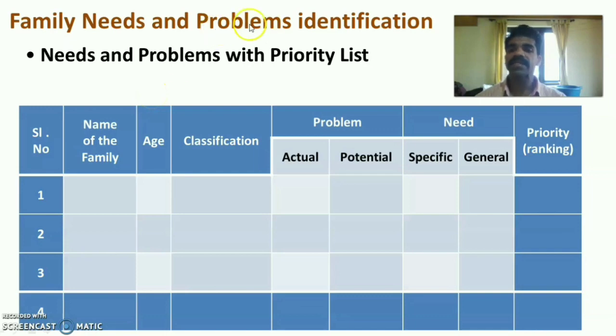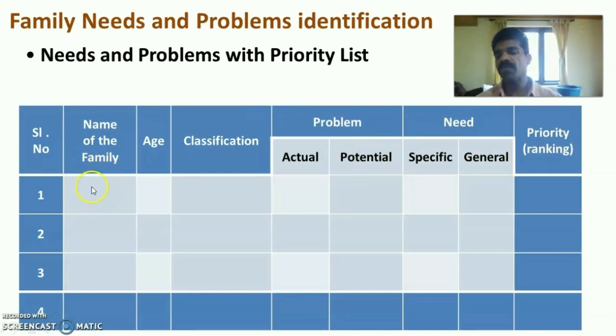During data analysis, we can prepare a format such as a family needs and problem identification format, that is, needs and problems with a priority list. Priority can be given in the next element of the family nursing process, which can be added later, but we can collect the problems and needs of the family members with this particular chart. It includes a serial number, name of the family member, age, classification of the family members, problems such as actual problem and potential problem, and need such as specific need and general need. Then later you can add the priority or ranking column.